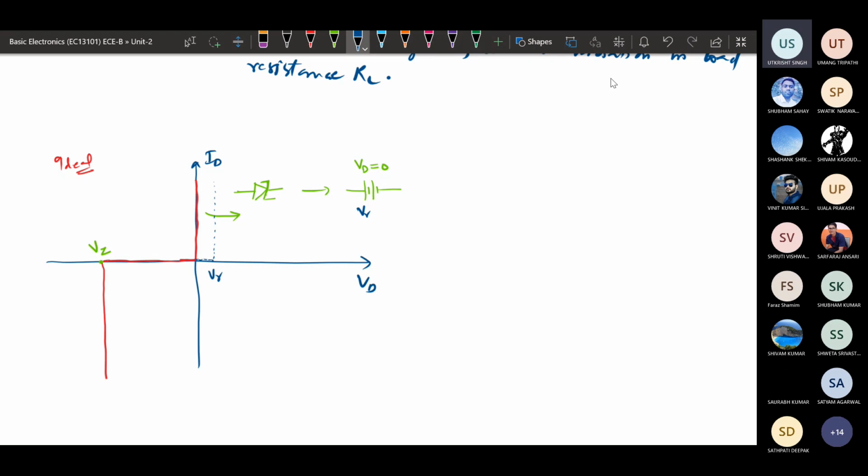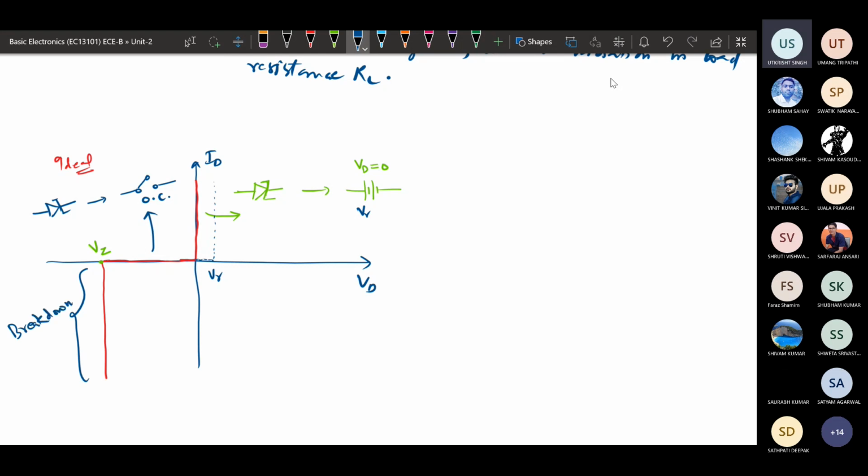In the reverse bias case, this is the region. In this region, basically, this diode will be in reverse bias. So once it is in reverse bias, this diode will be working as an open circuit because it is reverse biased. And this region is basically called the breakdown region.